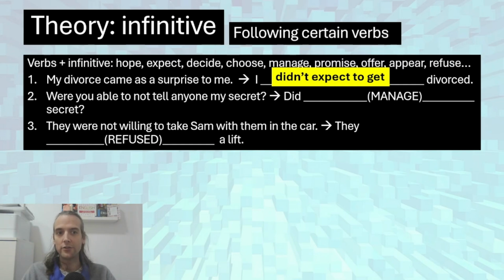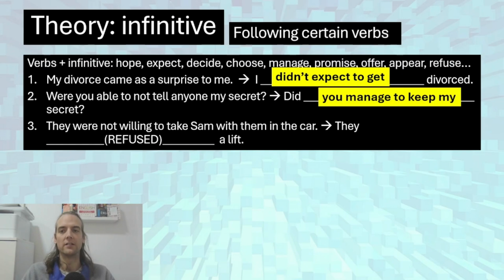Number 2, you managed to do something. Did you manage to not tell anyone? We ran out of words. We need another way of saying not tell someone a secret. What's the collocation with secret? You keep a secret. Did you manage to keep my secret? Nice trick. And number 3, if you're not willing to do something, that means you refuse to do it. It means you won't do it. You're not ready or available to do it. And you give someone a lift. So they refused to give Sam a lift.